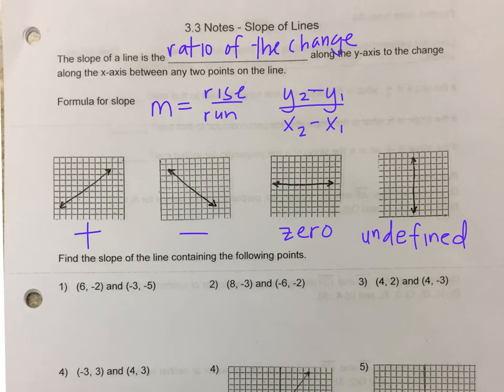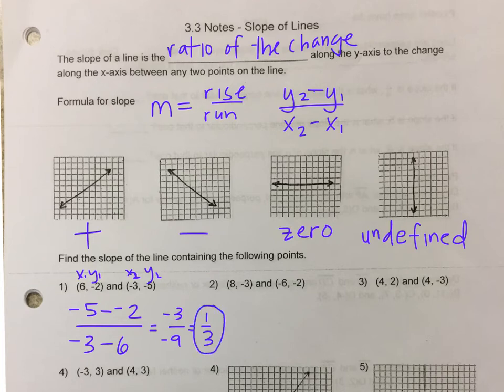So first, we need to label our points. x1, y1, x2, y2. Sorry, this hates me. All right, so we're going to do y2, negative 5, minus y1, negative 2, over negative 3 minus 6. And if you work that out, it gives you negative 3 over negative 9, which reduces to 1/3. That is a positive slope.